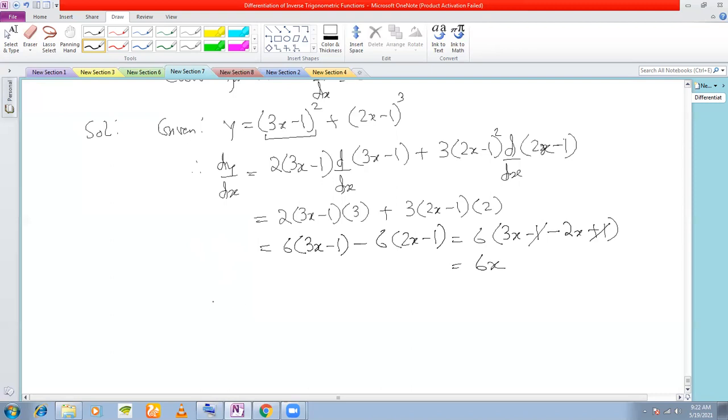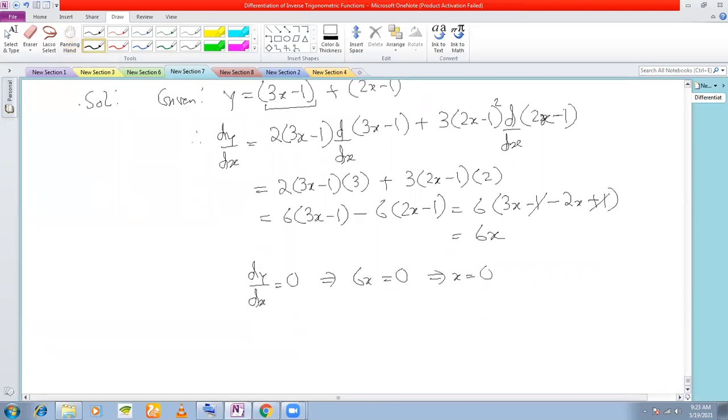for which dy/dx is equal to 0. So dy/dx is equal to 0 means what? 6x is equal to 0. That means x must be equal to 0. So that means the x coordinate is 0. Now we need to find out the y coordinate also, right?